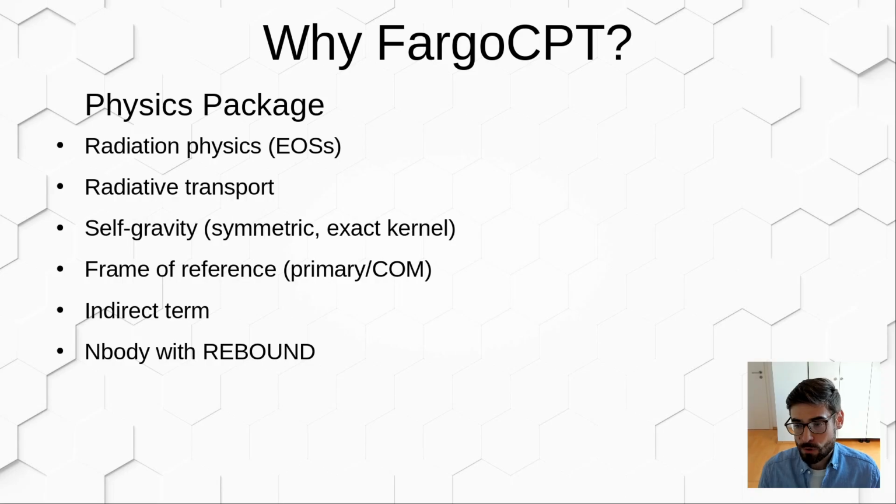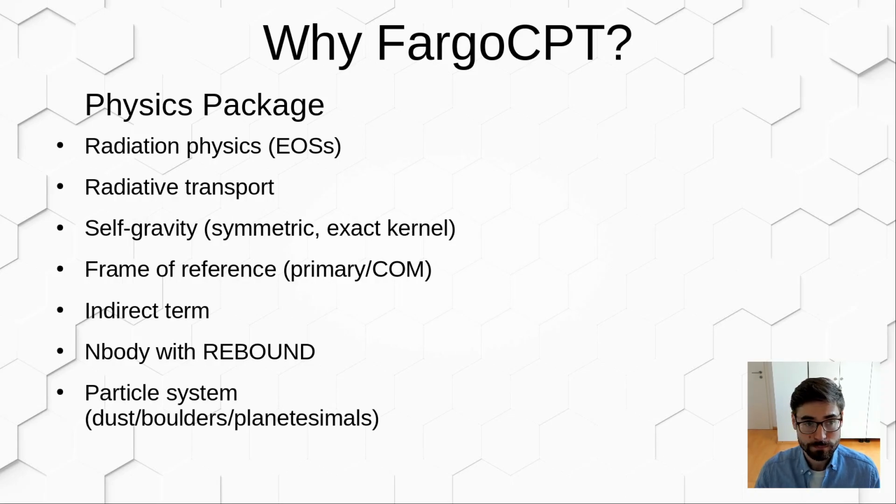We use for our n-body solver, so to treat the star and the planets, the REBOUND code by Hanno Rein, which is a fantastic piece of software. It's well tested, well established code. We have a particle system, like I alluded to earlier, where we can simulate hundreds of thousands of particles, and we can treat accretion onto the planets, which I think will become more important for planet evolution research.